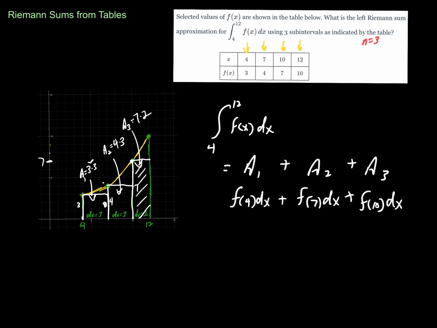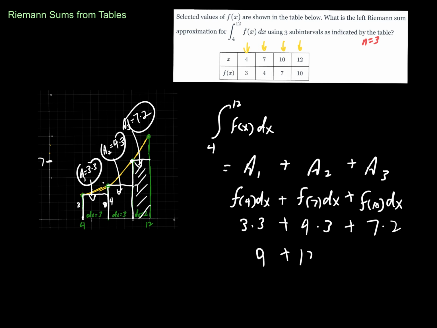I got the answers over here. Well, here, let me do this. We have these over here, I already said. So this right here is going to be 3 times 3 plus 4 times 3 plus 7 times 2. And that's going to be 9 plus 12 plus 14. That's going to give you 35. So there's 35 square units, approximately. It's an underestimate underneath that curve.